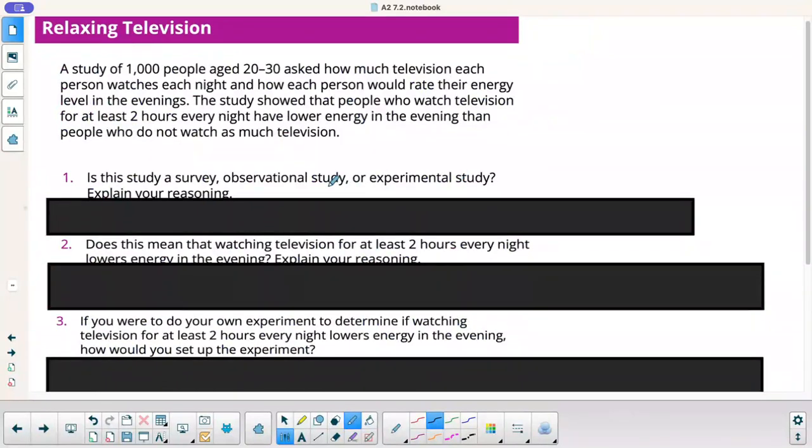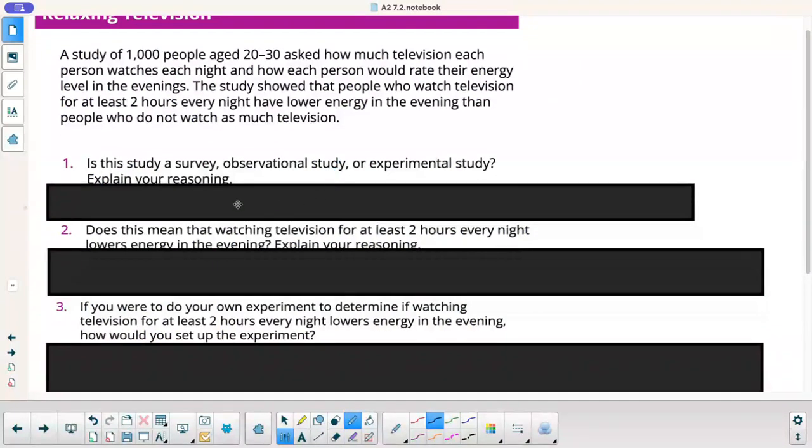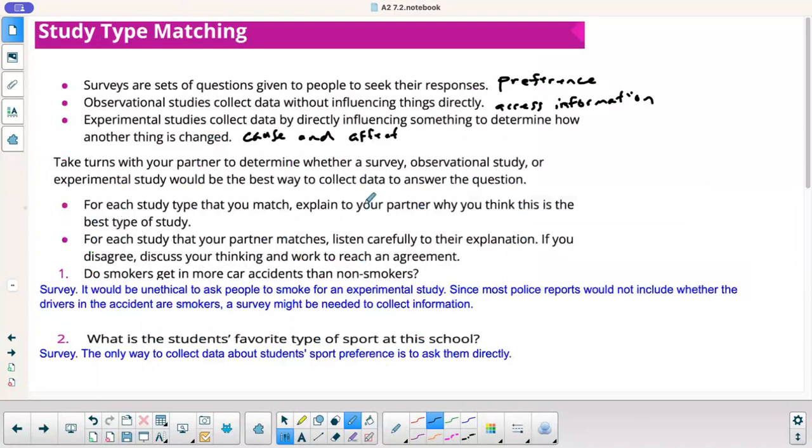Study of 1,000 people aged 20 to 30 asked how much television each person watches each night and how each person would rate their energy levels in the evenings. The study showed that people who watch television for at least 2 hours every night have lower energy in the evening than people who do not watch as much television. Is this study a survey, observational study, or experimental study? Explain your reasoning.